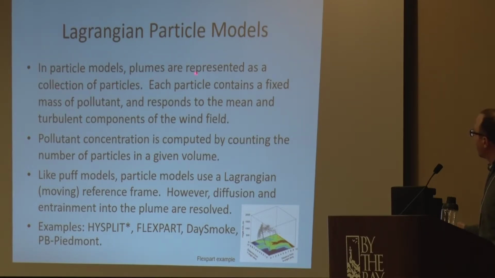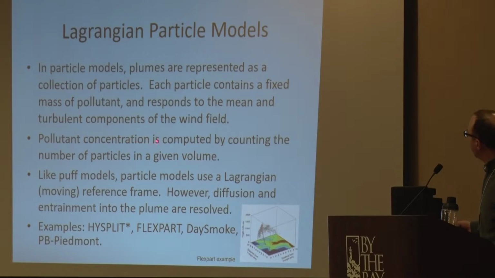In particle models, the plume is represented as a collection of particles. So you're not dealing with just releasing a puff, or assuming a steady emission from the source. You're actually releasing hundreds of thousands or even greater numbers of particles. These particles are very, very small, but they contain a fixed mass of pollutant. And those individual particles are moved around by the mean and turbulent components of the wind. So the mean wind, the average wind, might be northwest at 10 miles an hour. That's where the particles are moving. But there's a turbulent component, so these particles are moving in a random fashion as a result of the turbulent part of the wind field.